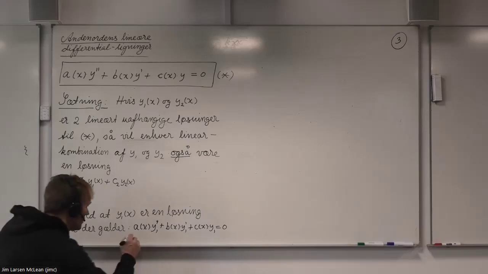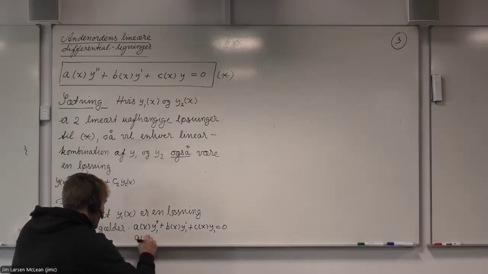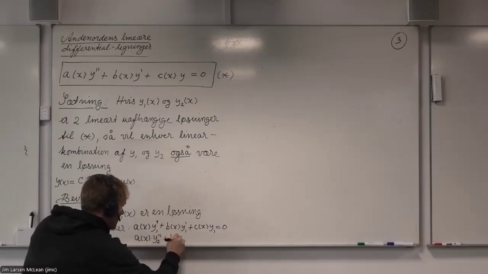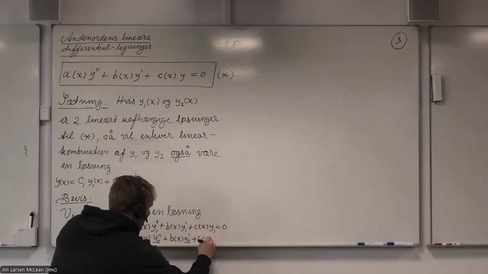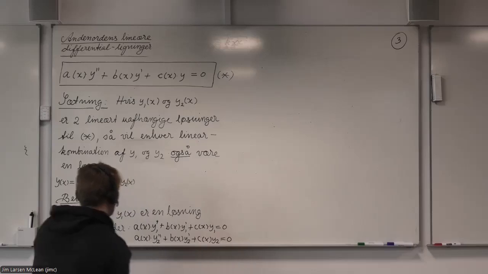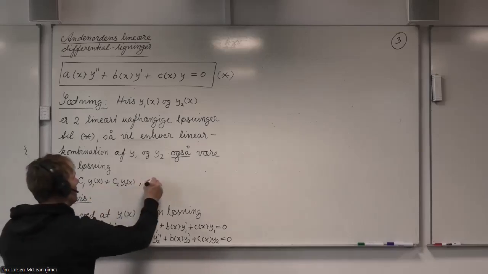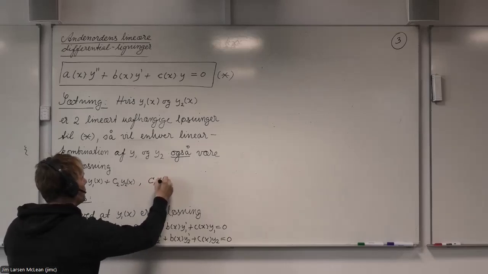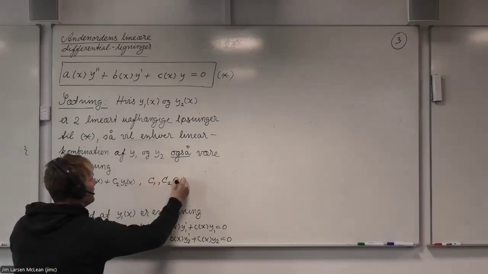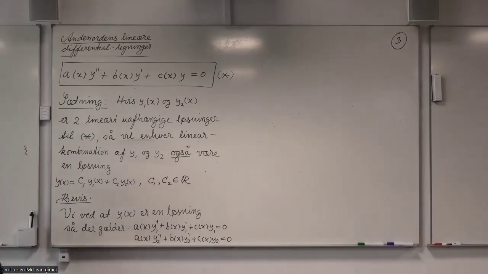Yes, y2 is also a solution, so we also know that the following holds true. A of x times y2 double prime plus b of x times y2 prime plus c of x times y2. We also know that this equals 0. So we know that both this and that apply. Are you with me on that? And those C1 and C2 I have written here, C1 and C2, are just some arbitrary real constants. So we can write it like that.